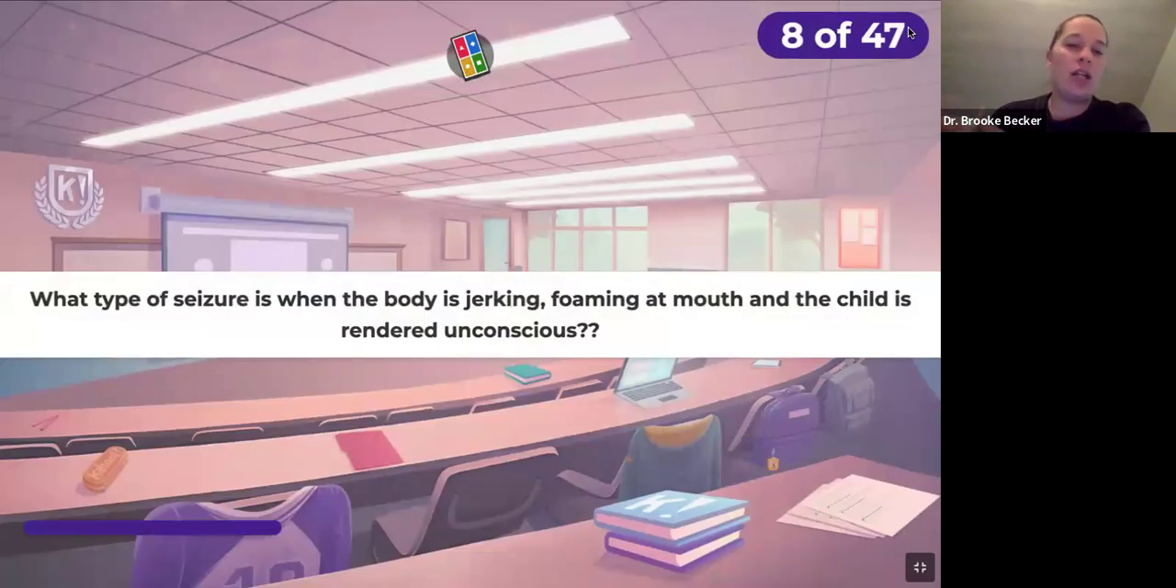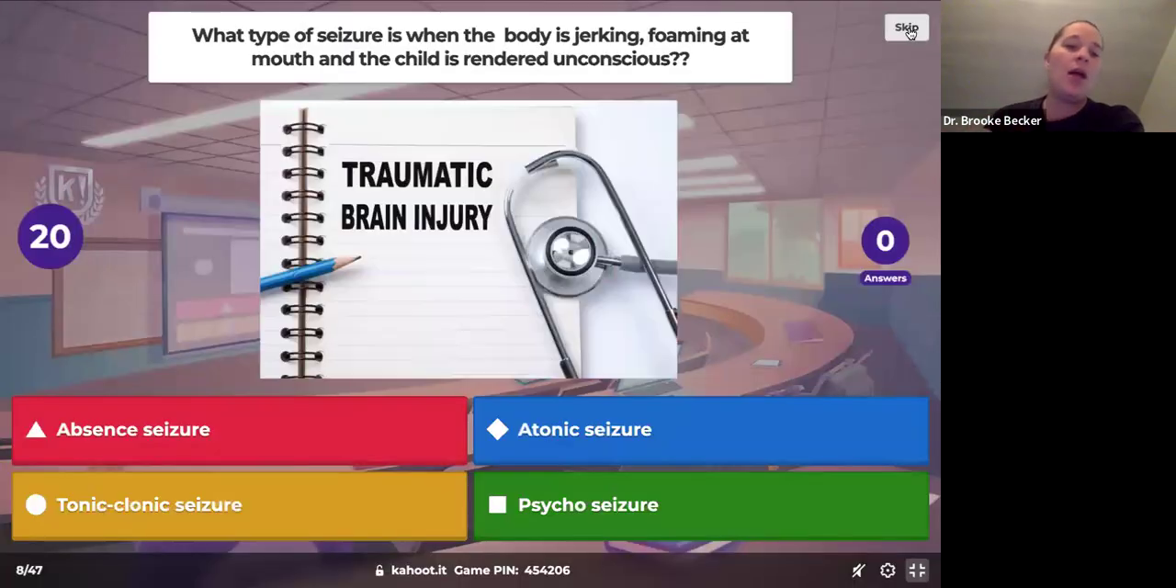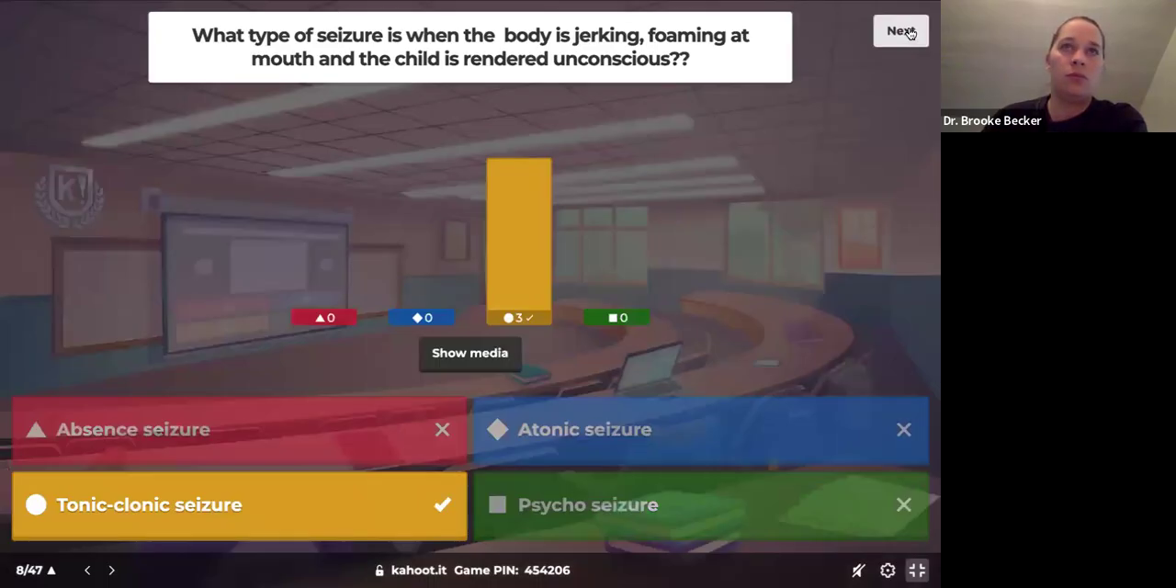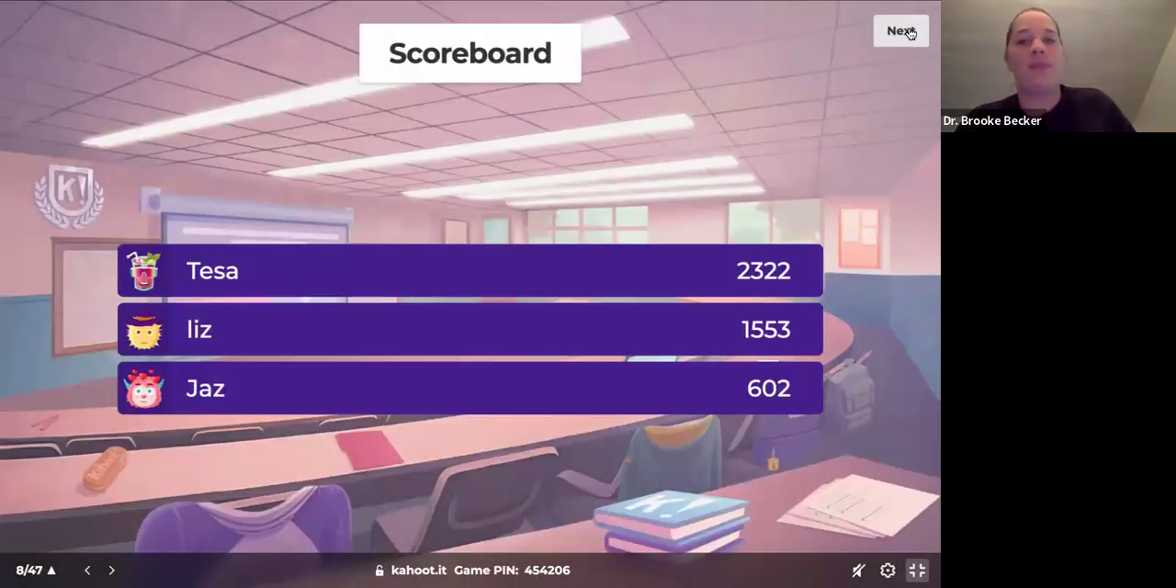What type of seizure is when the body is jerking, foaming at the mouth, and the child is rendered unconscious? Absent seizure, atonic seizure, tonic-clonic seizure, or psychoseizure? Tonic-clonic. So that's jerking and then lessen tension, jerk, lessen tension, jerk. And they for sure will have a post-ictal period after tonic-clonic seizures.